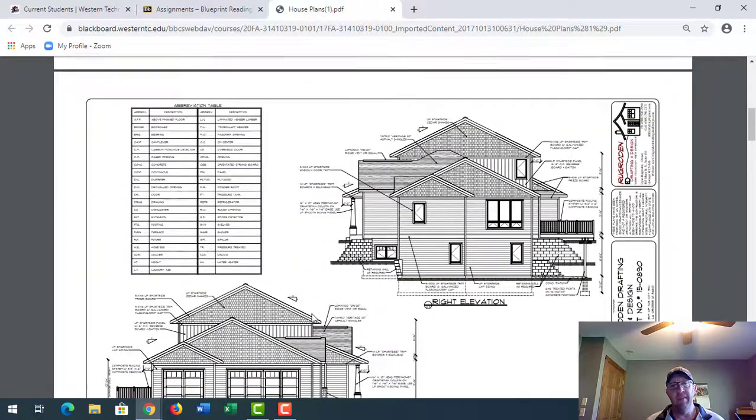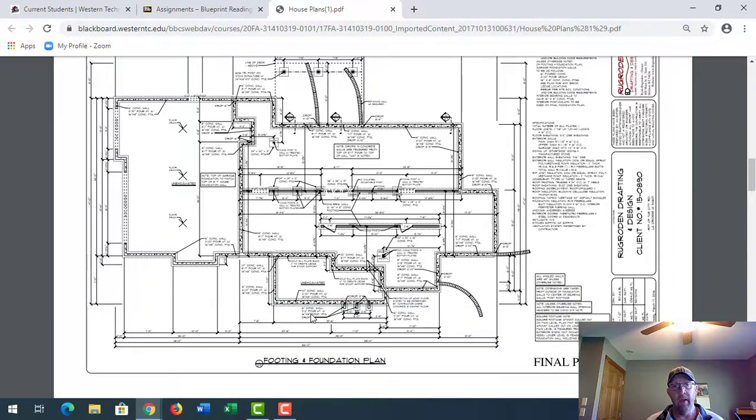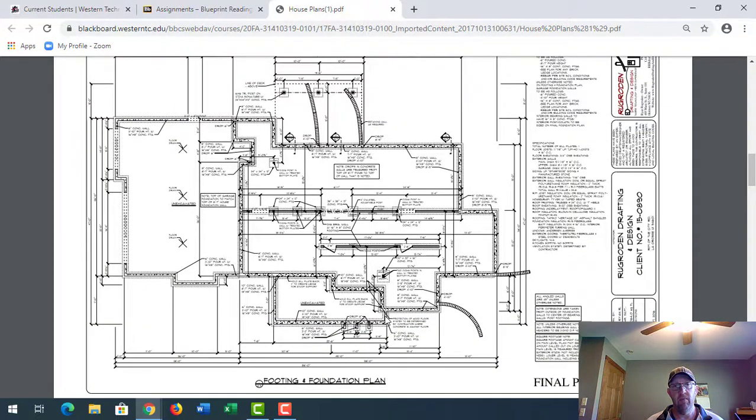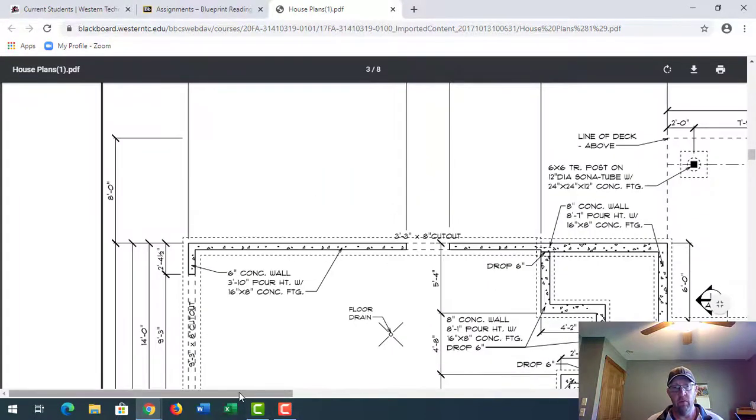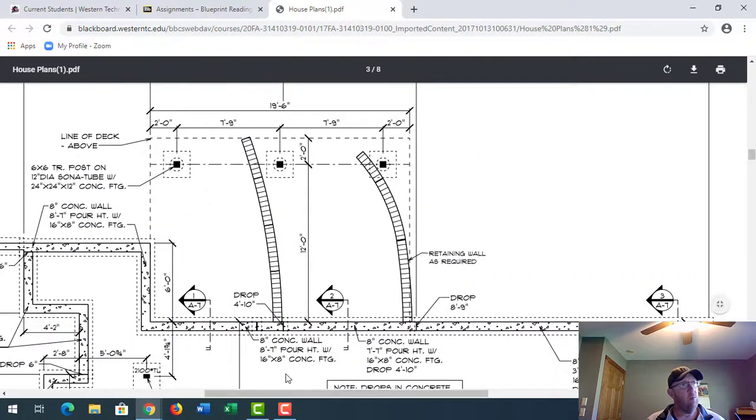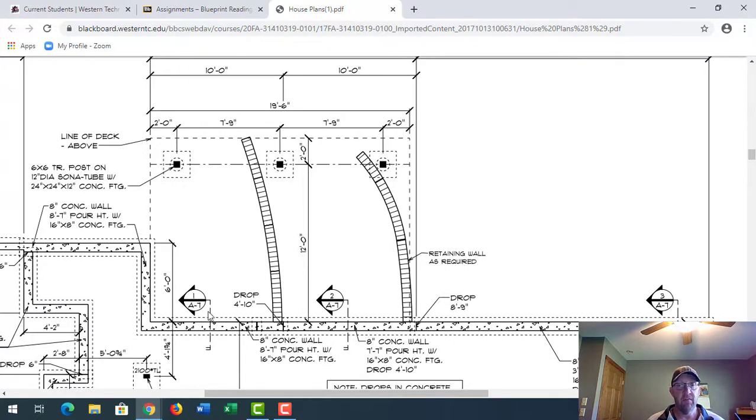So what does it look like? Right now we're on the footing and foundation plan for this house. Let me blow this up so you can see what I'm talking about. Reference marks or callouts are going to be these little guys right here. There are 3 of them here. When you're keying in on plans and you see this symbol, what is it telling me? It's going to be important for you to understand how to read these reference marks.